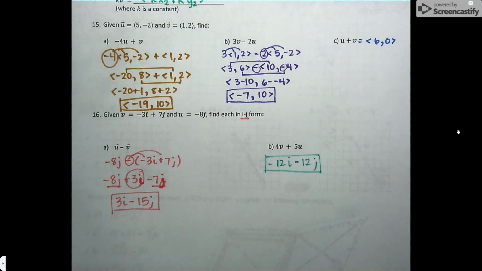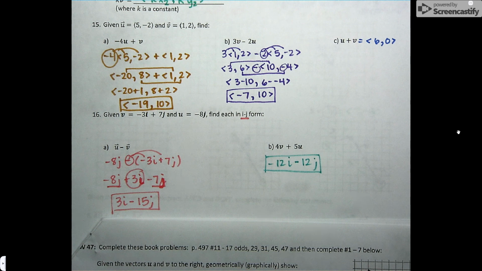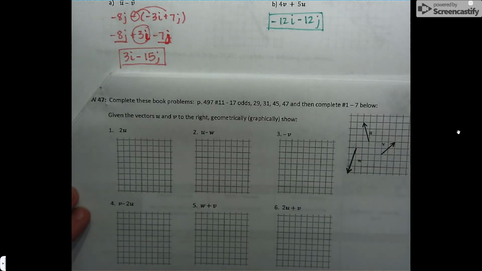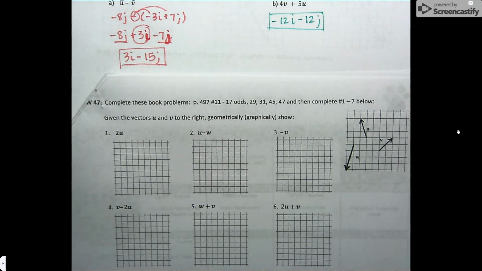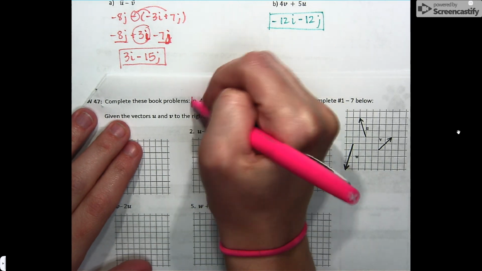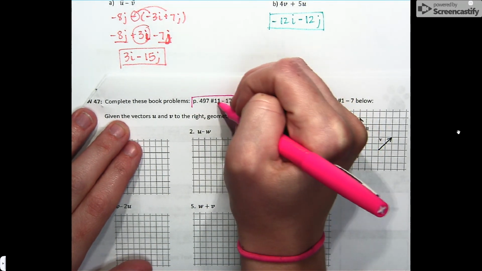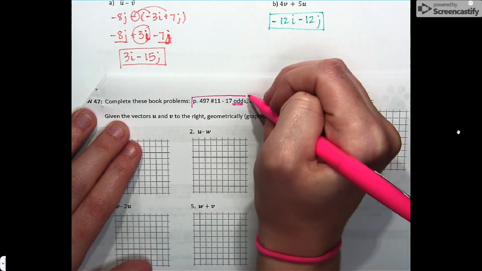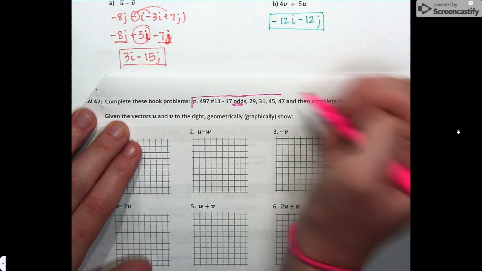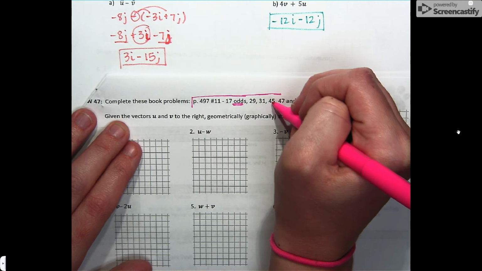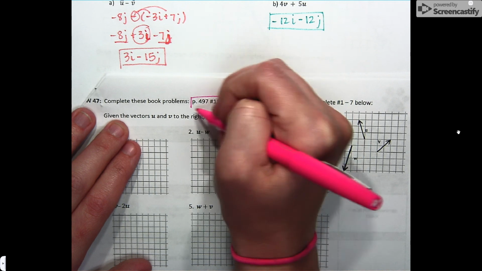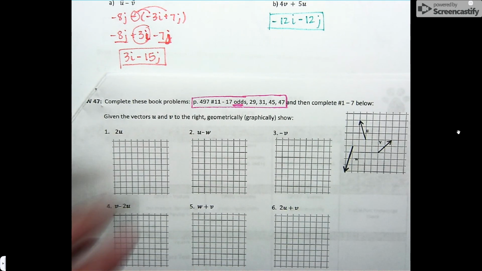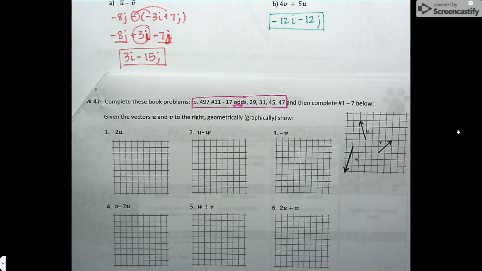So when you do this in your homework, looking at your calendar, your homework is homework 47. You do have some book problems to do. So on page 497, numbers 11 through 17 are only the odds. Then 29, 31, 45, and 47. Okay. All of those examples are going to be your vectors algebraically. And I do believe we sprinkled in some direction and magnitude as review for that homework.